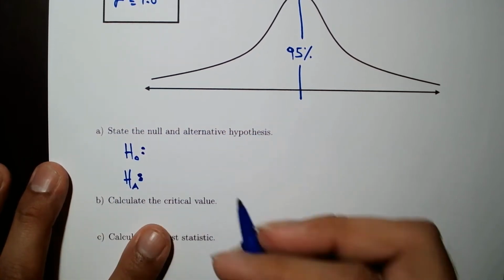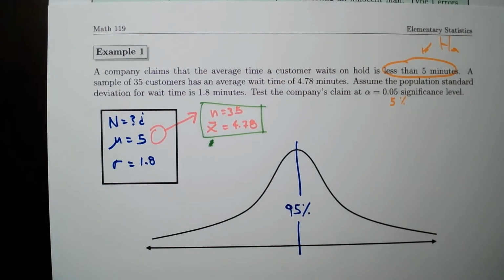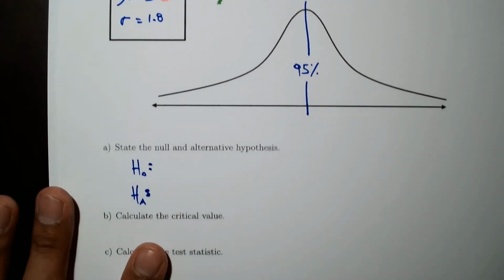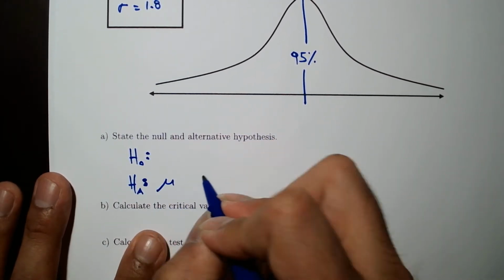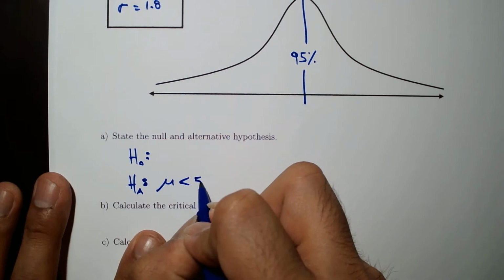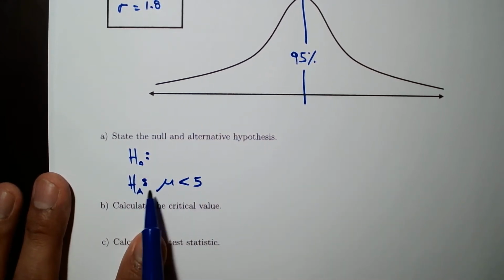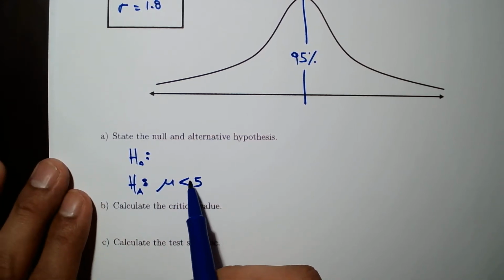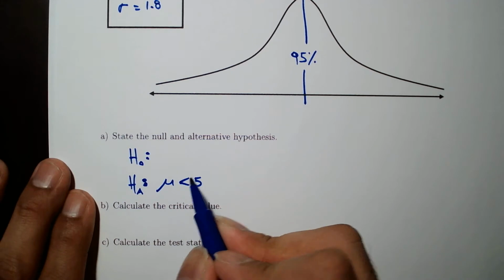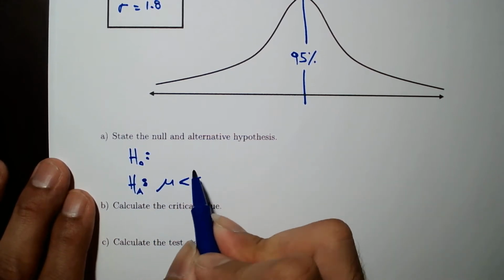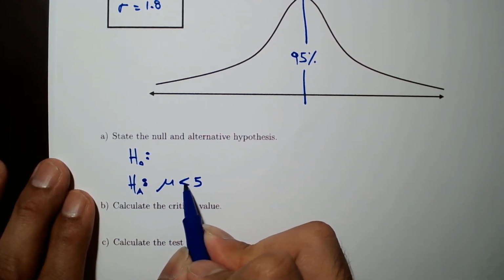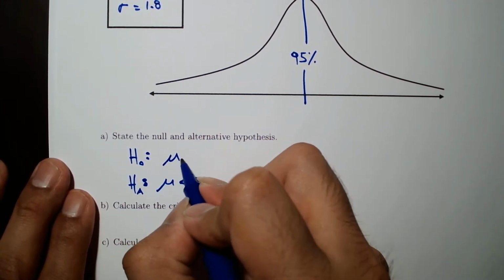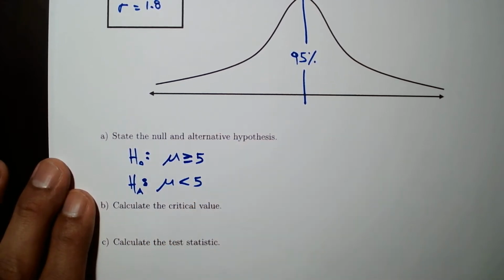Okay, so the researcher, that is the company people, are claiming that the mean is less than 5. Again, recall that the alternative hypothesis never ever has the equal symbol. Now the null hypothesis will be the logical opposite of this statement. What is the logical opposite of mu less than 5? That is correct if you were thinking mu greater than or equal to 5.